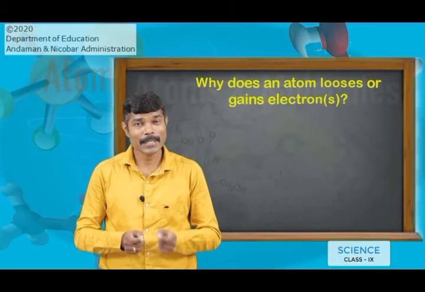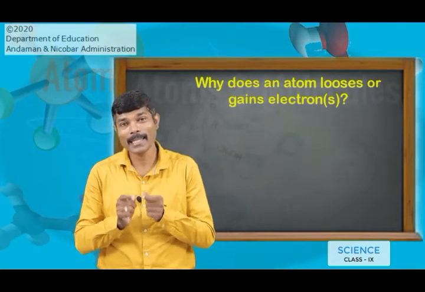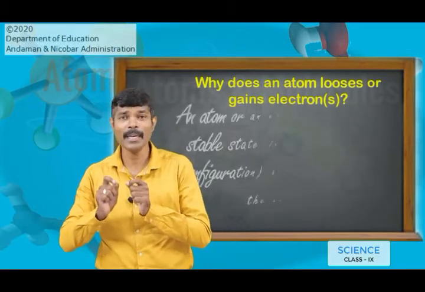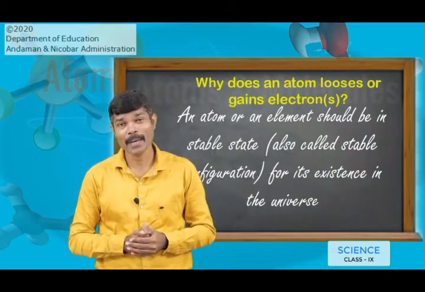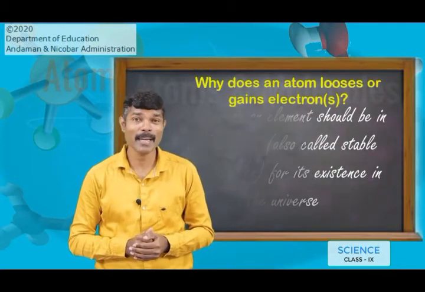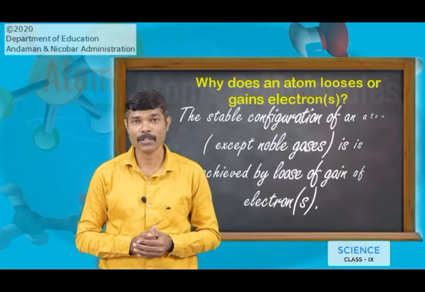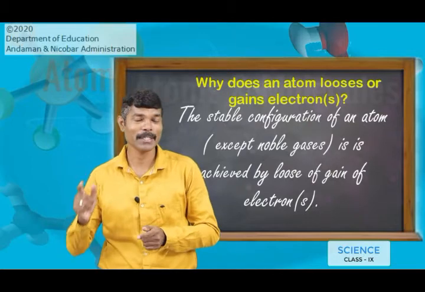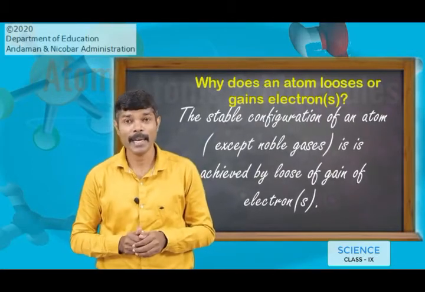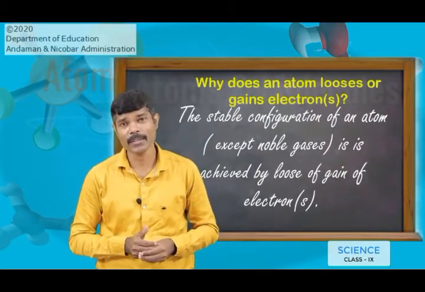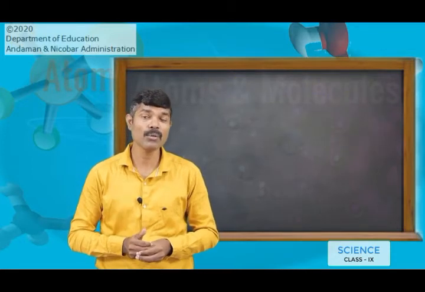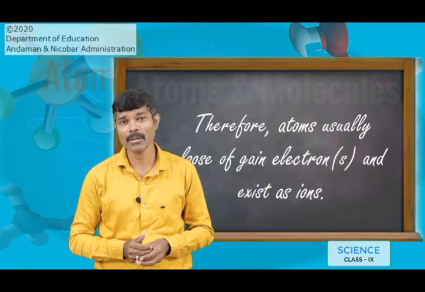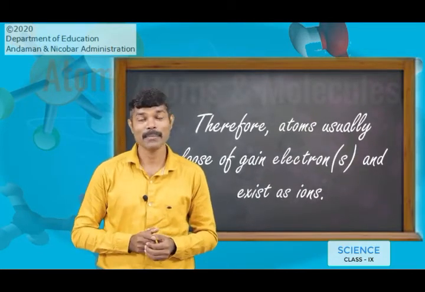Dear children, each and every atom must exist in the universe in a stable configuration. This stable configuration is achieved either by losing or gaining of electrons. What is this stable configuration? About that we will learn in the next chapter. For now, understand that in order to get a stable configuration, an element needs to lose or gain electrons, and so it acquires some charge.